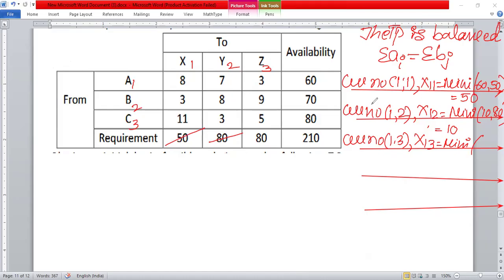Okay, so cell number 1, 1. x11 is equal to minimum of 60, 50. Minimum is 50. This is 10 and this is 0. Now row 0, column 0 happened, we'll move on to row. Cell number 1, 2. Here 80, 60... here something went wrong. So just a minute.